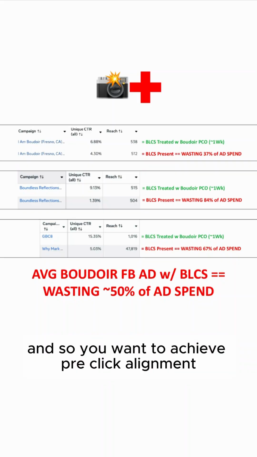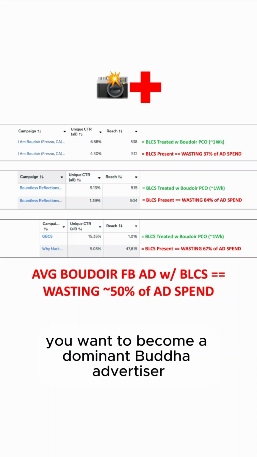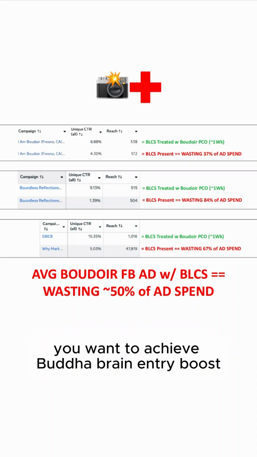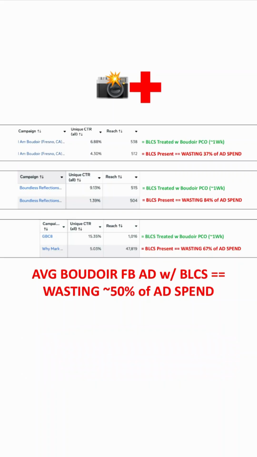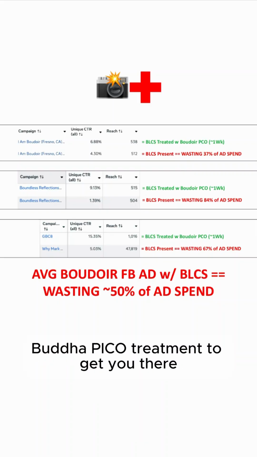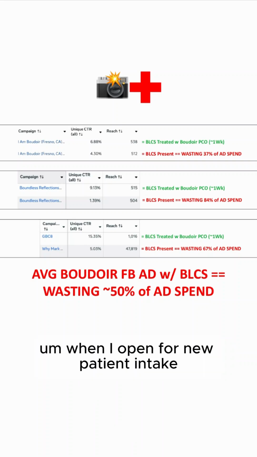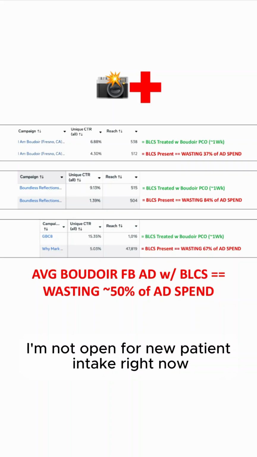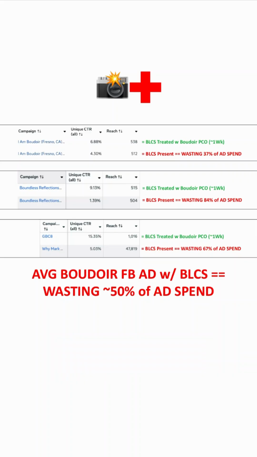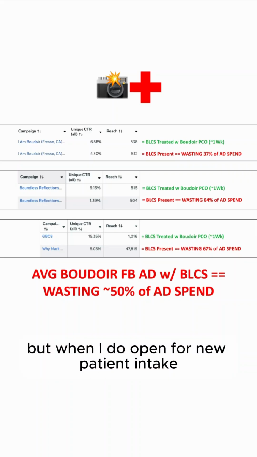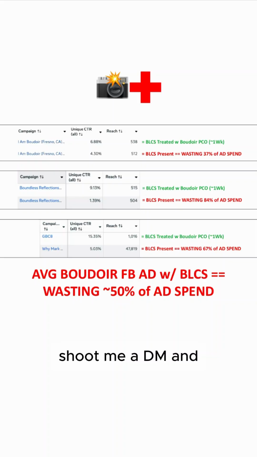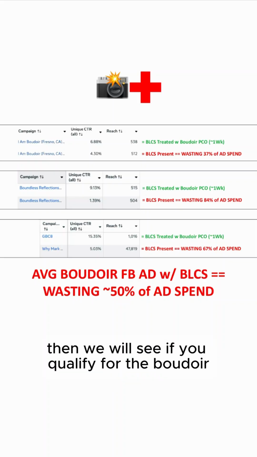And so you want to achieve pre-click alignment. You want to become a dominant Boudoir advertiser. You want to achieve Boudoir brain entry boost with your Boudoir Facebook ads. And you want the treatment, Boudoir Pico treatment, to get you there. Then shoot me a DM when I open for new patient intake. I'm not open for new patient intake right now. My DMs are closed. But when I do open for new patient intake, shoot me a DM, and then we will see if you qualify for the Boudoir Pico treatment.